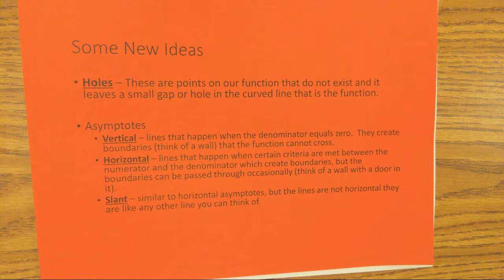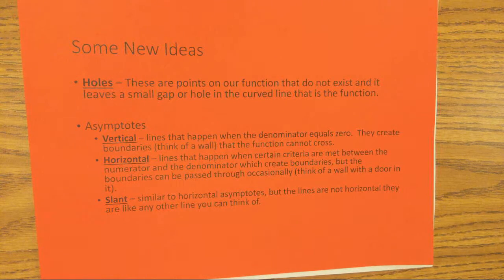Vertical asymptotes are lines that happen when the denominator equals 0. So remember all those excluded values that you guys have been finding? Well, those are vertical asymptotes. And what they do is they create boundaries, if you think of it like a wall, that your function cannot cross. So when you're graphing these things, these lines will not cross through these vertical asymptotes.